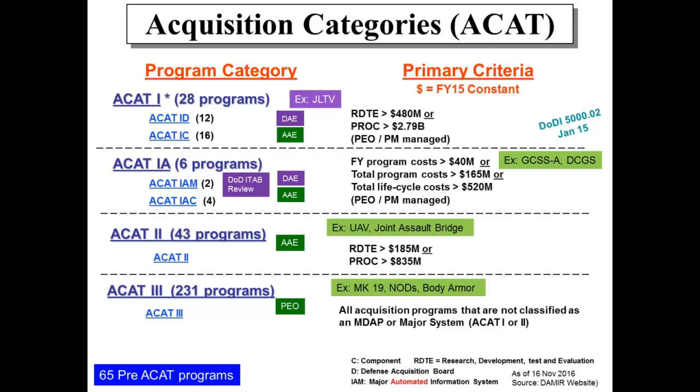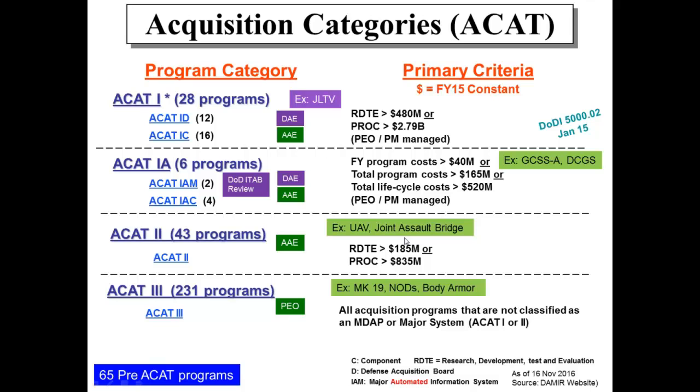If you have an ACAT 1A, you can see the different costs there on the right. Those are still validated by the Defense Acquisition Executive for the 1AM, or the 1AC would be the Army Acquisition Executive, or the Air Force Acquisition Executive, or the Navy Acquisition Executive. It's just the service that the C is there for, component. Then you have ACAT 2, 43 programs. Again, you can see the primary criteria there: RDT&E greater than 185, or procurement costs greater than 835 million. Those will be approved by their service acquisition executive, so for us, the Army Acquisition Executive.